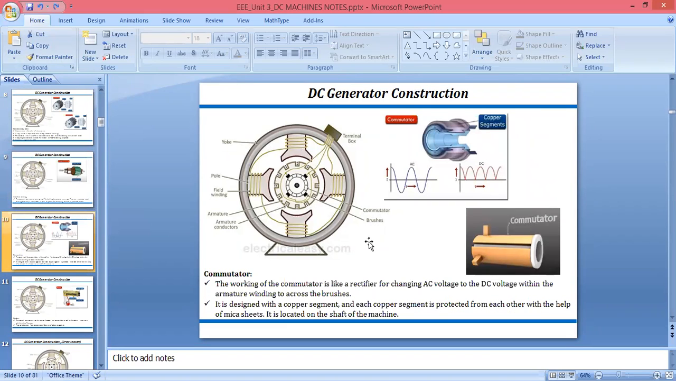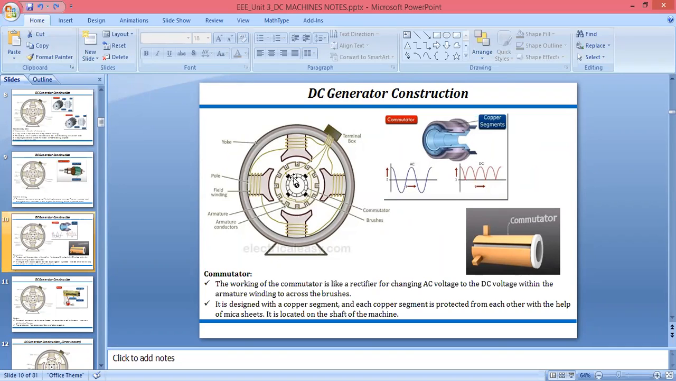Then we have to see about the commutator. This is the same construction diagram for the DC generator. What we have to see? We have to see all these parts. We have seen about yoke, we have seen about the pole, about the field winding which we are doing on the pole. Then we have seen armature, and there is a winding on the armature. Now we have to see about the commutator.